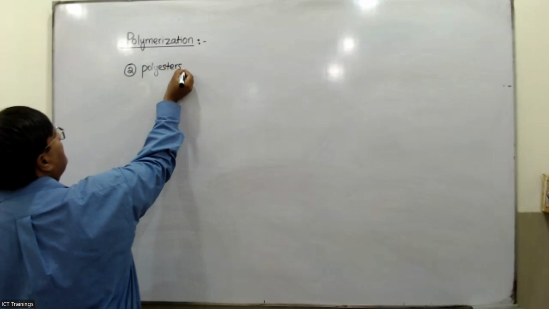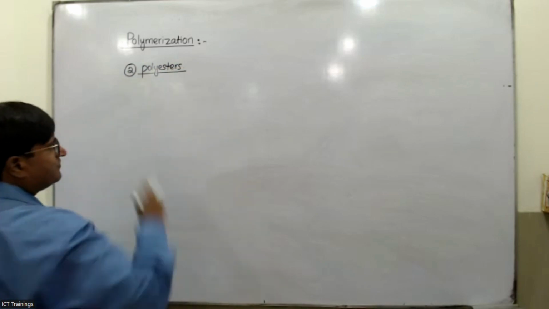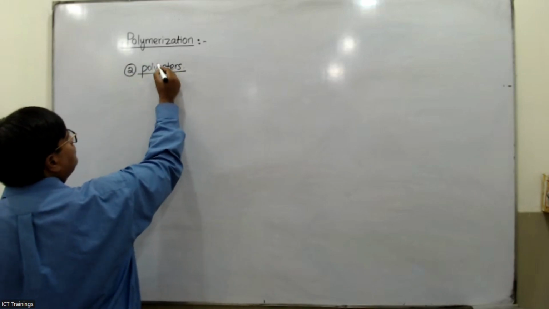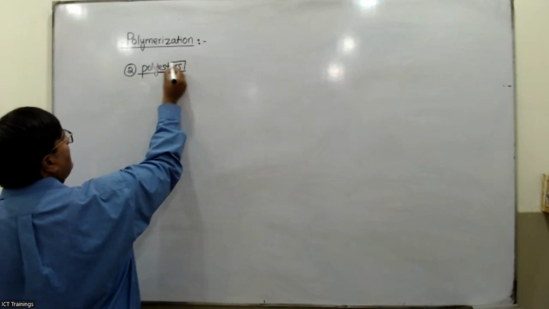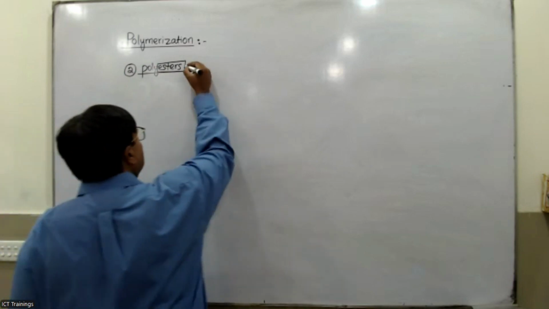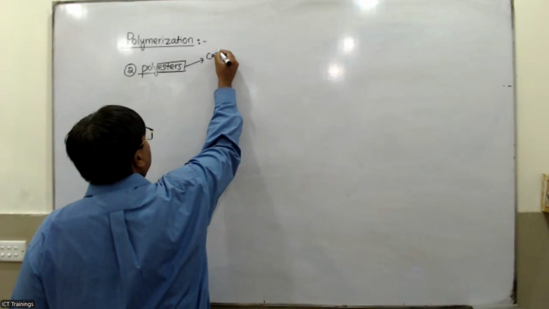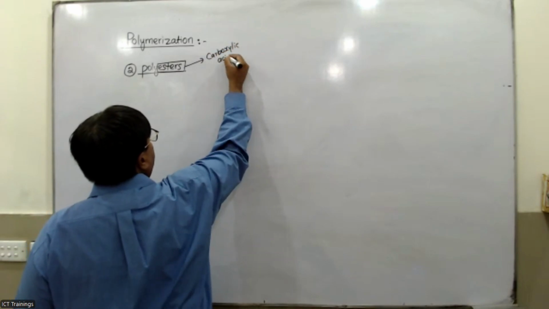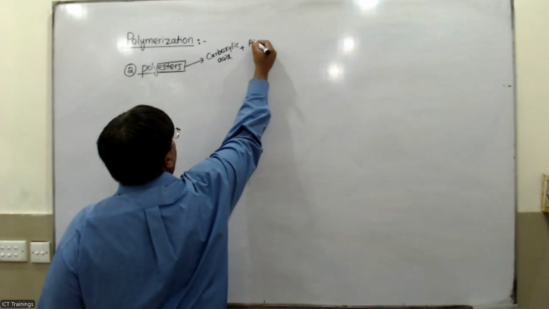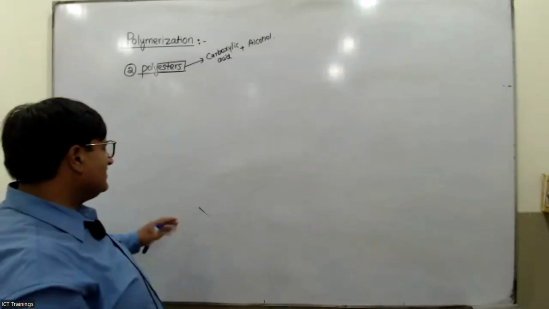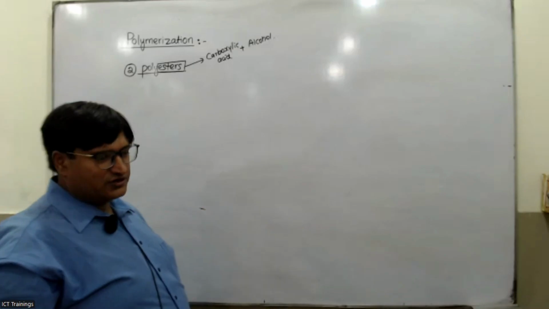So, what are the polyesters? You have read about esters. Esters are formed by the reaction of a carboxylic acid with an alcohol. As a result, you get the ester and water.